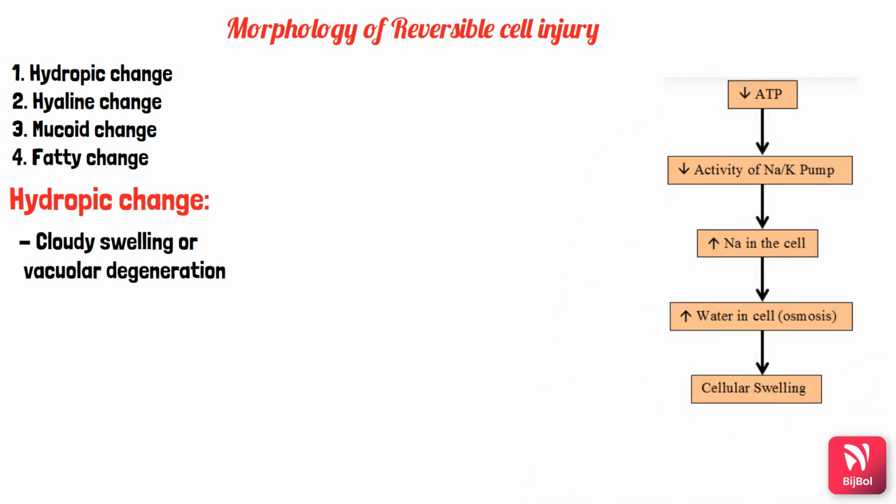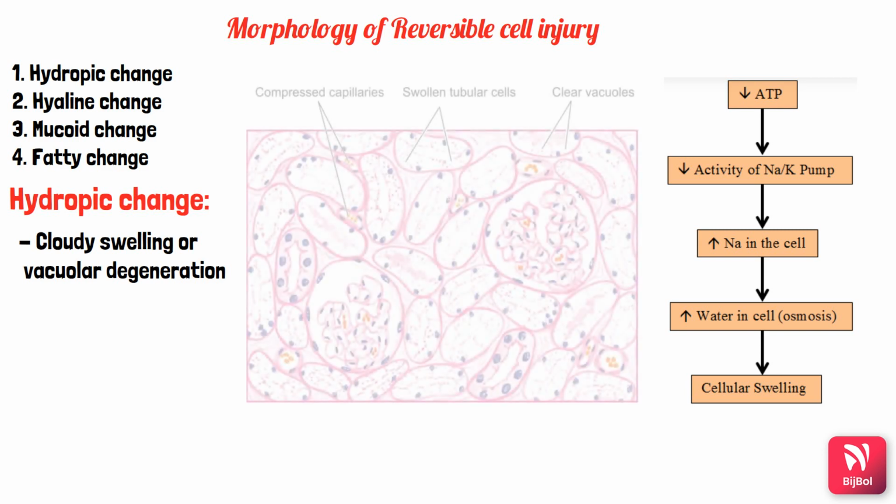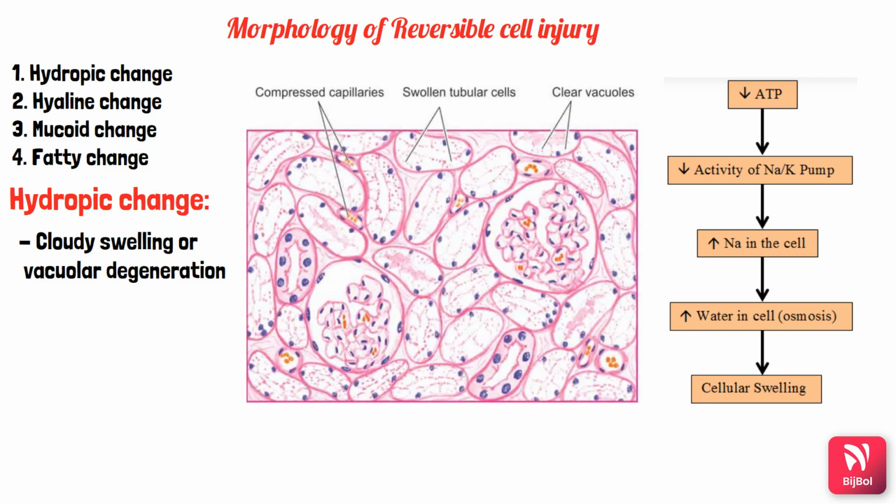If you see this flow chart here, there is decreased ATP. As we know, in reversible cell injury we have decreased ATP resulting in decreased activity of the sodium potassium pump. That results in increased influx of sodium into the cell, which also brings water. That results in cellular swelling.